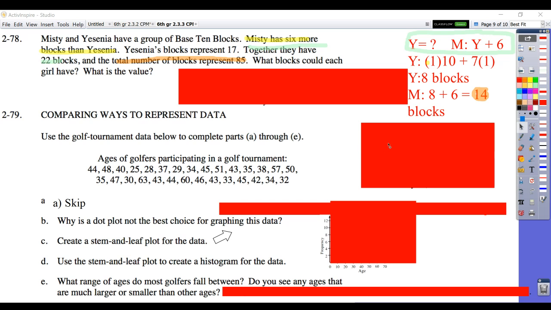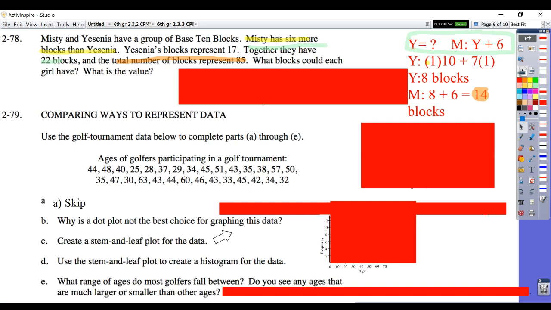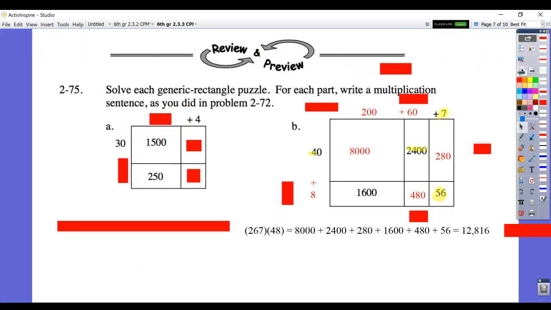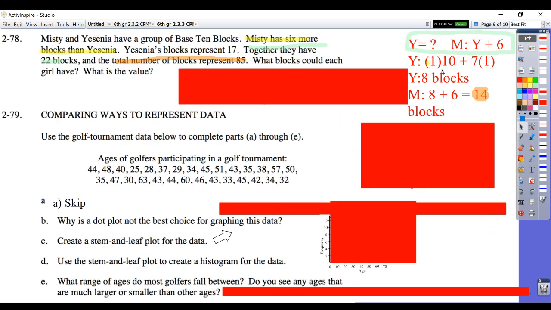So you might get that from your stem and leaf plot. You might get that from your histogram. Do you see any ages that are much larger or smaller than the others? All right. So again, there's not a ton of problems in this homework, but some of them are certainly lengthier. For example, 278, which I hopefully gave you a good start on, and 279.